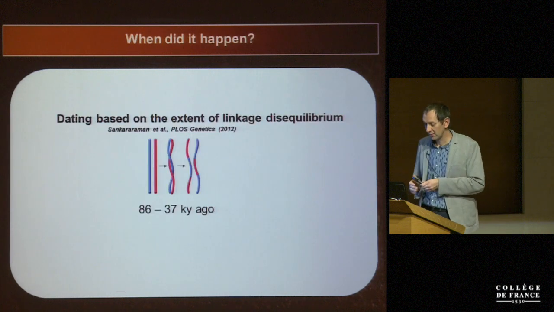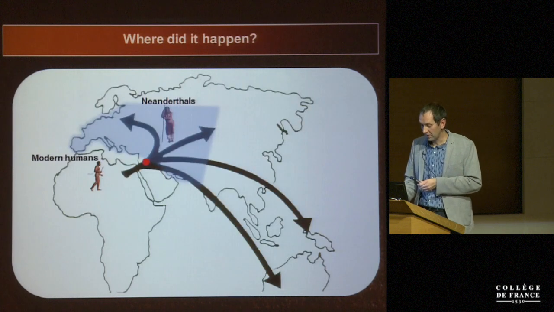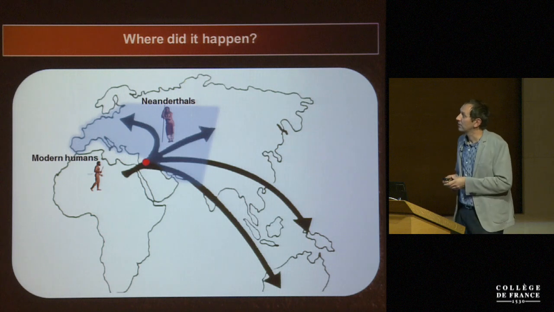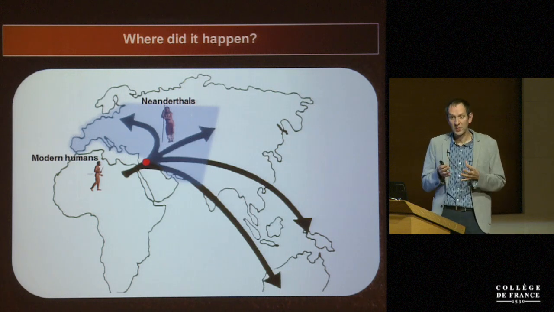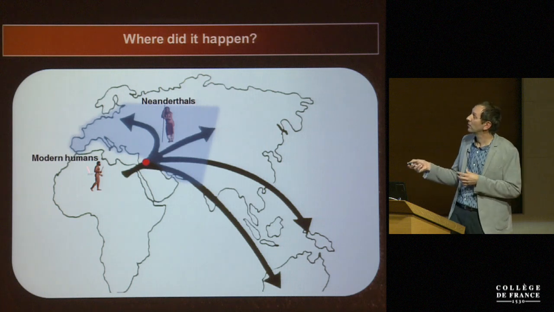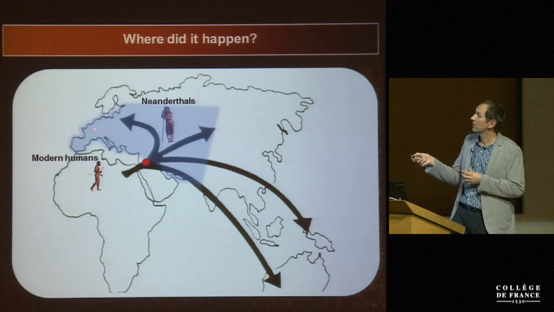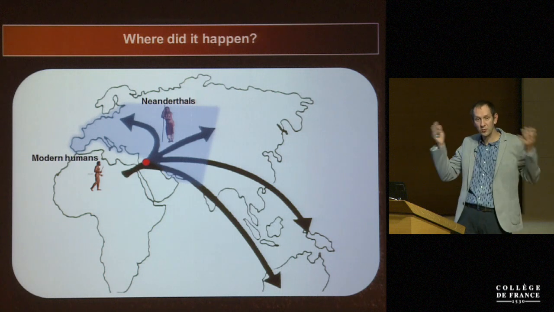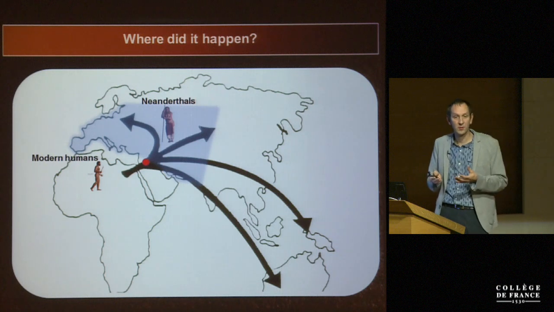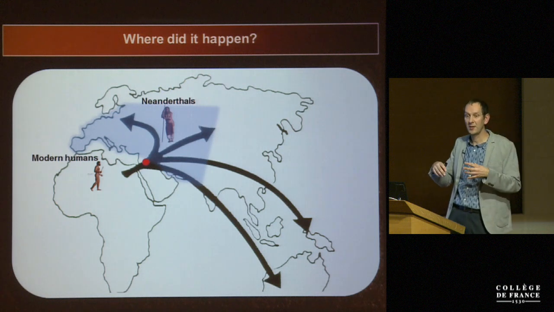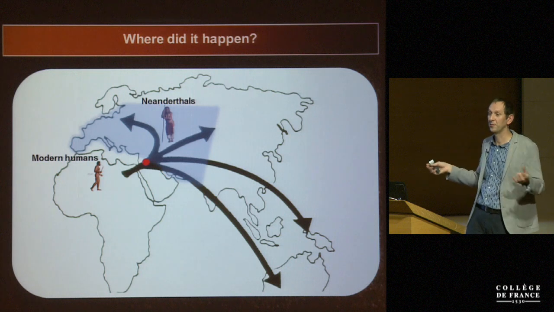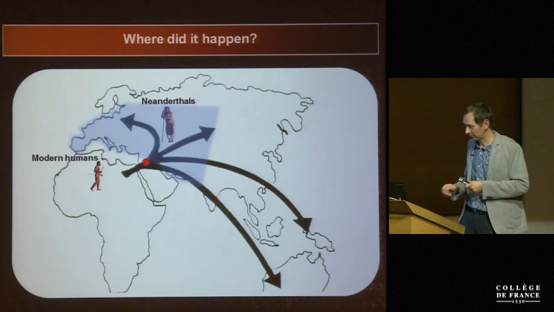And this led us to speculate back in 2010 that this interbreeding between humans and Neanderthals must have happened very early on during the out of Africa events of modern humans. So possibly in the Levant, the first humans leaving Africa interbreeding with Neanderthals and then taking that Neanderthal contribution with them to the rest of the world.